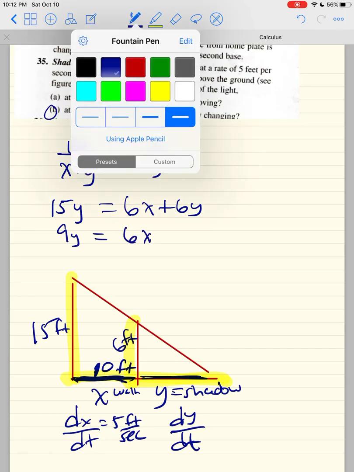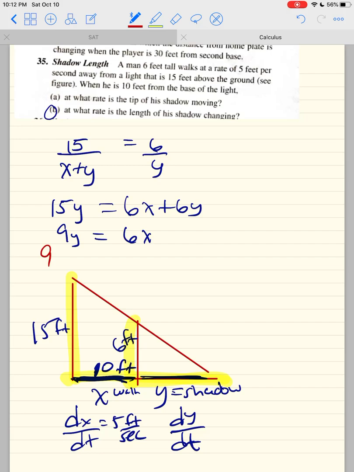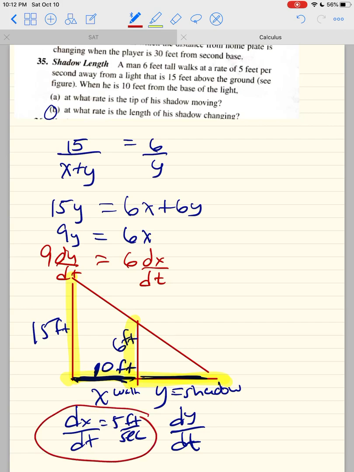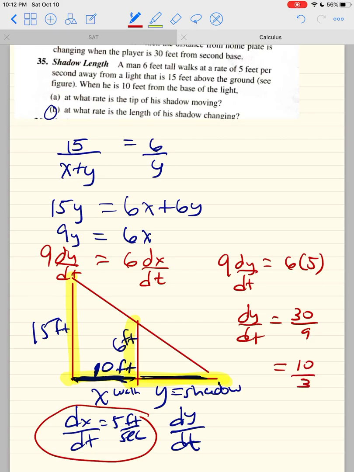I'm going to take the derivative right here. The derivative of 9y with respect to t is 9 dy/dt. The derivative of 6x with respect to t is 6 dx/dt. We know the rate at which the person is walking. So you have 9 dy/dt equals 6 times 5. Now we're going to divide by 9, and we're going to get 30/9 or 10/3. So that's what dy/dt is.